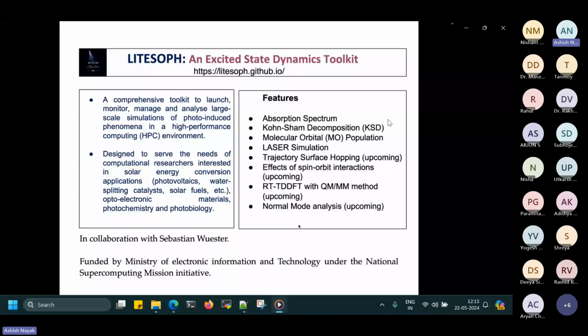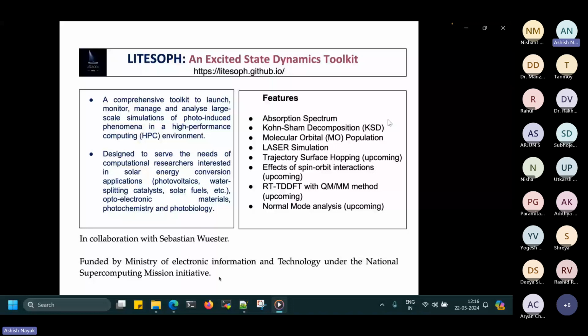This is done in collaboration with my colleague Sebastian Bister, because Sebastian was interested a lot in energy transfer problems, and we spoke and we felt like there's a lot of common interest, and we can come up with a platform which can address questions that his group also wants to ask. And the project was funded by the Ministry of Electronics and Information Technology under the National Supercomputing Mission initiative, in fact, under the NSM MSCC Material Science and Computational Chemistry program, which is actually conducting this workshop.